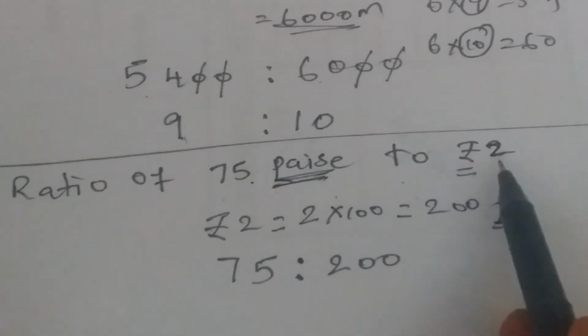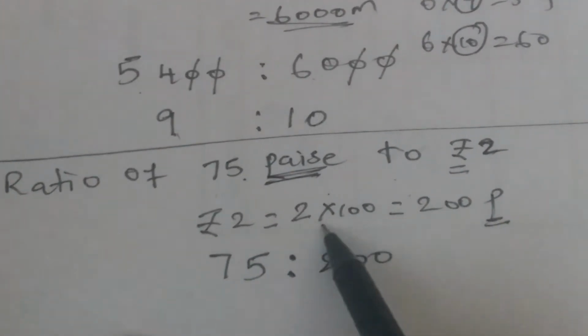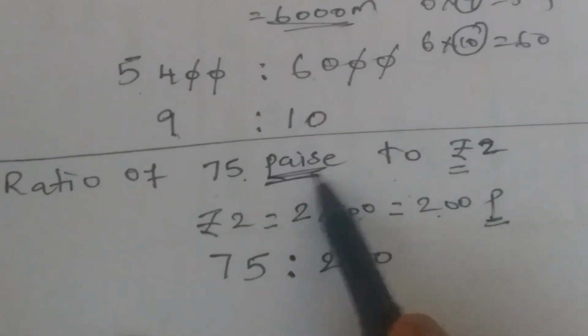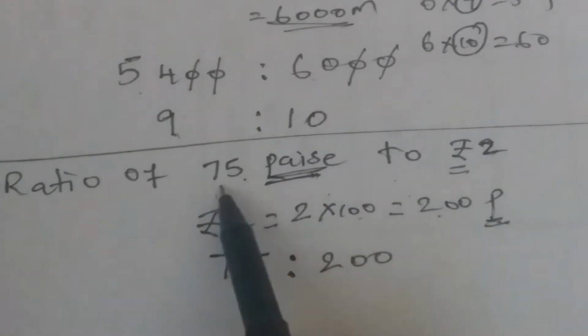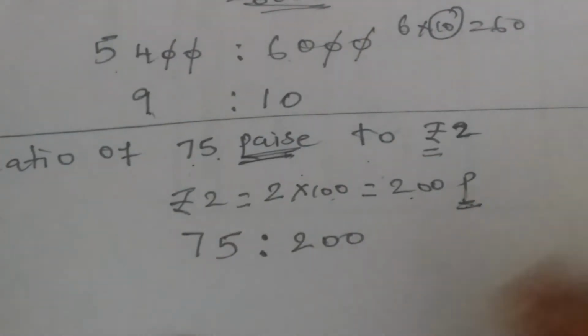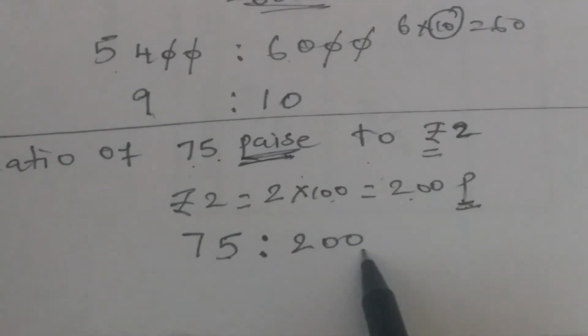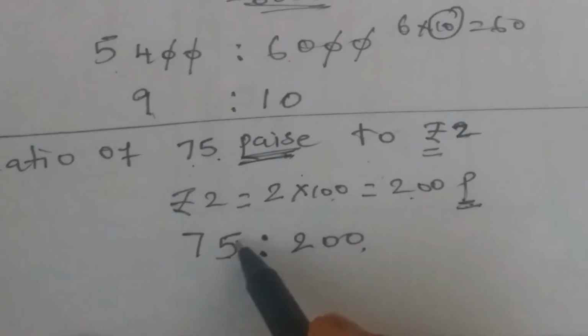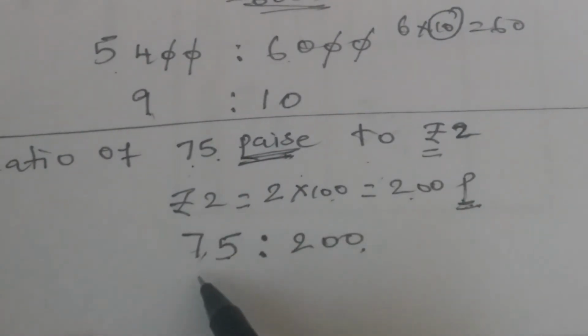So 1 rupee is 100 pies. 2 rupees is 2 into 100, 200. Now both the units are same. Now 75 pies to 200 pies is 75 is to 200. Now these two numbers are ending with 5. So we can divide by 5. Cancel by 5. We divide 75 by 5.